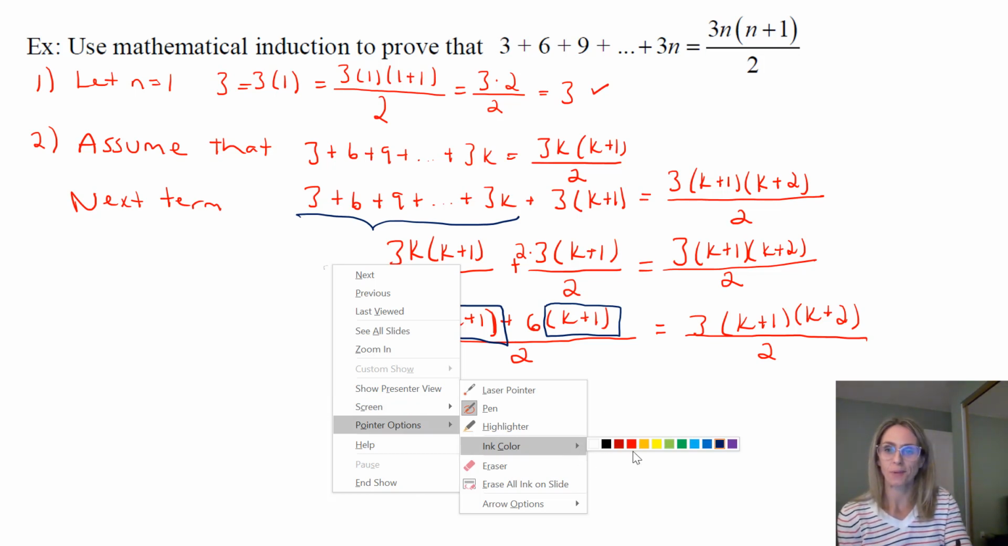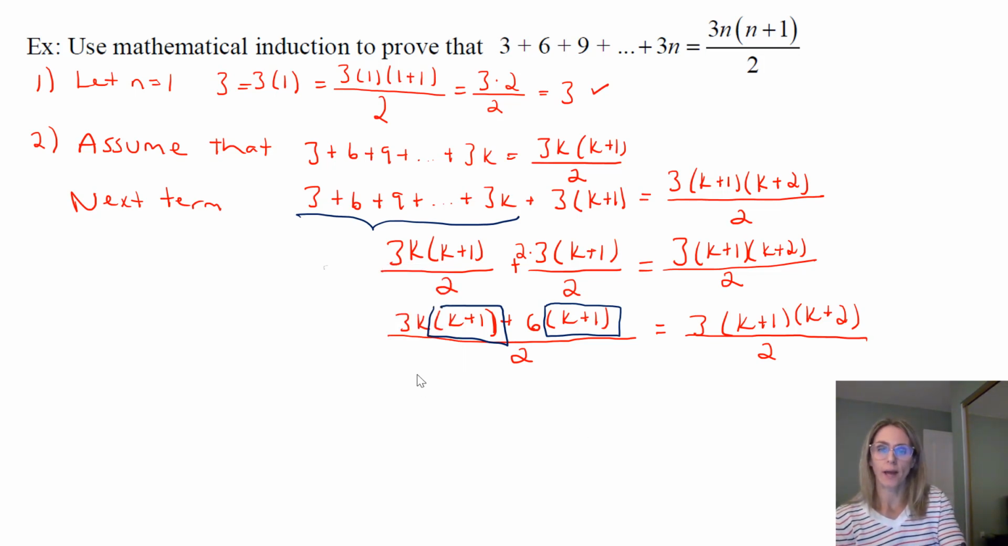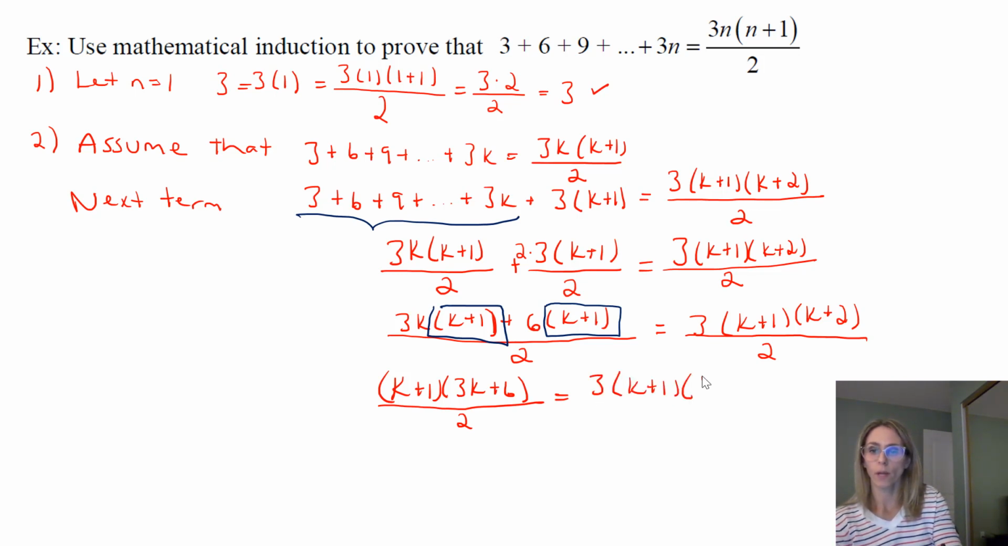So that's where we're at right now. So we have k plus 1, factor that out, we're left with 3k plus 6 over 2. So we're not quite there, but hopefully you can see that we are almost there. And then we have k plus 1, and we have k plus 2 over 2.